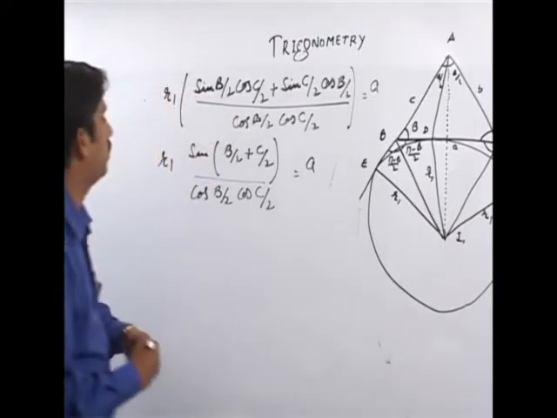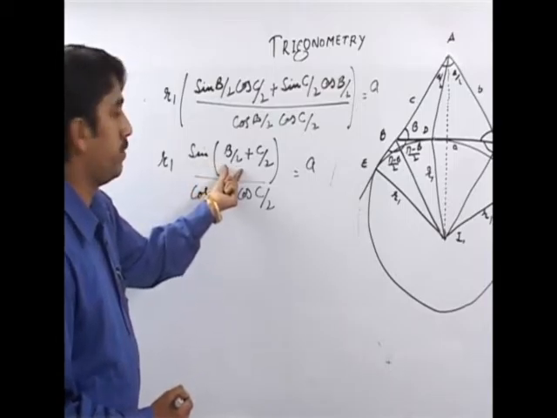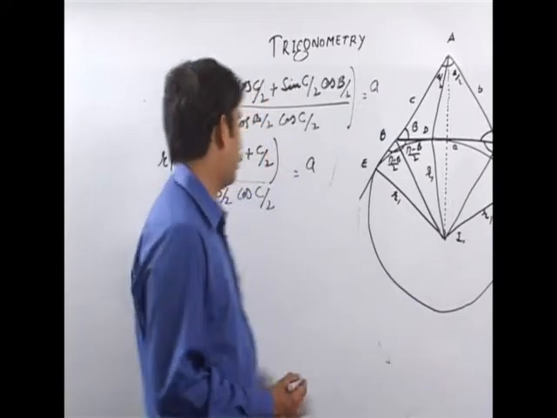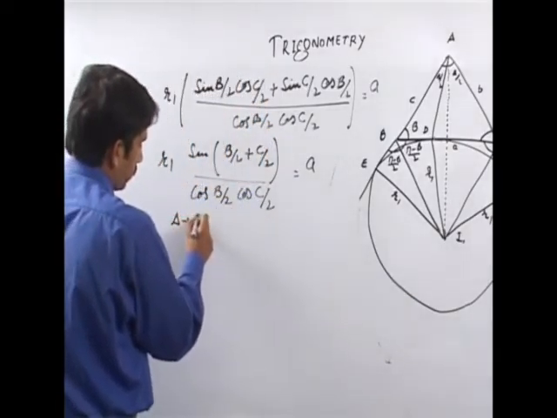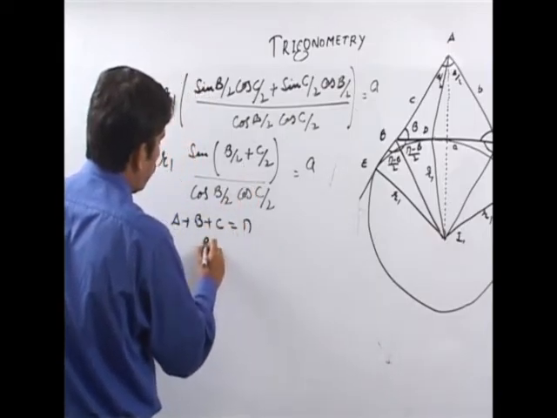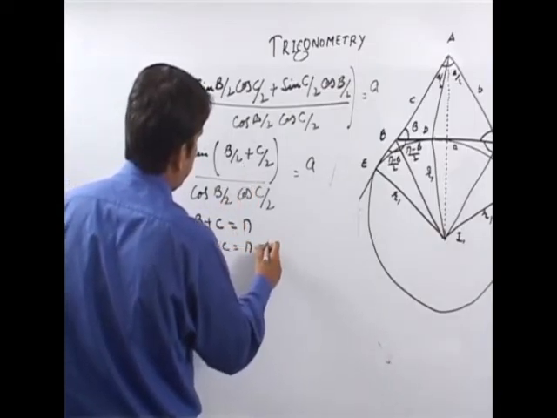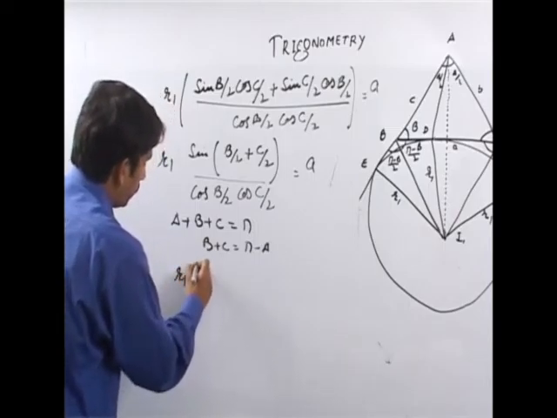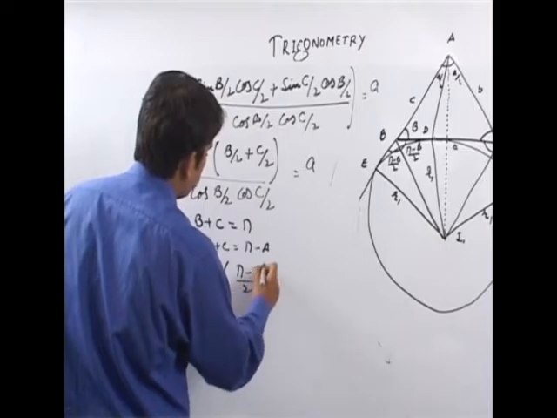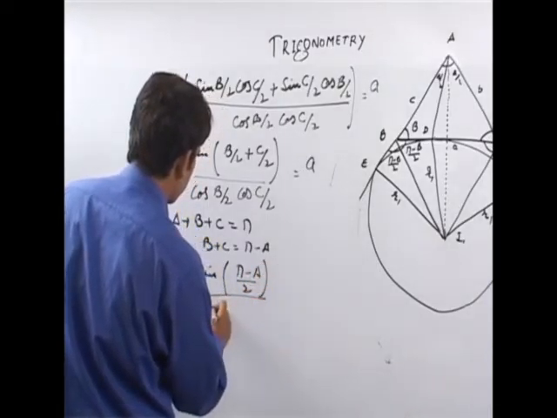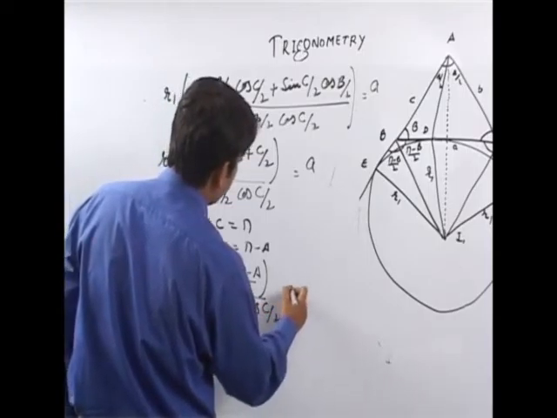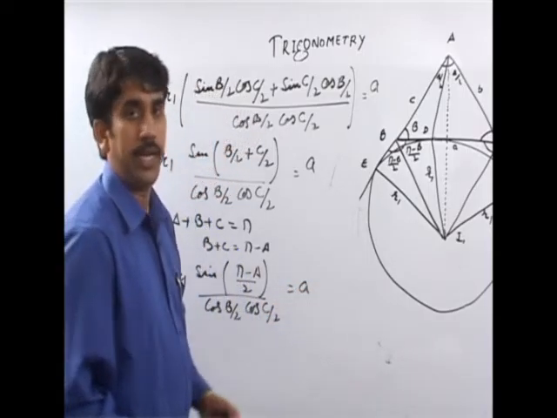Now we know that since this is a triangle, therefore A plus B plus C is equal to pi, and B plus C will be equal to pi minus A. So this will become R1 sine of (pi minus A) by 2 over cos of B by 2 cos of C by 2 is equal to a.